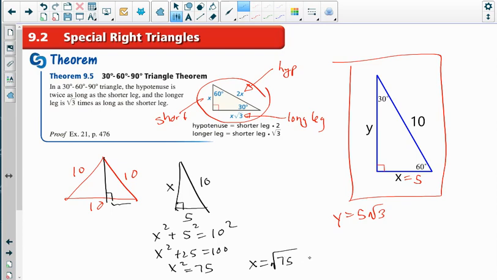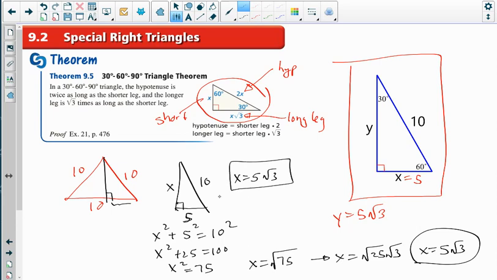75 is 3 times 25, so we can say x is equal to the square root of 25 times the square root of 3. x is equal to 5√3. We did not have to do all of this work. We can simply say it's a 30, 60, 90 triangle. We just have to take the short leg of 5, multiply it by √3 to get x.